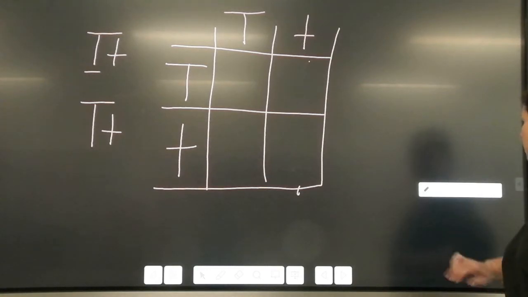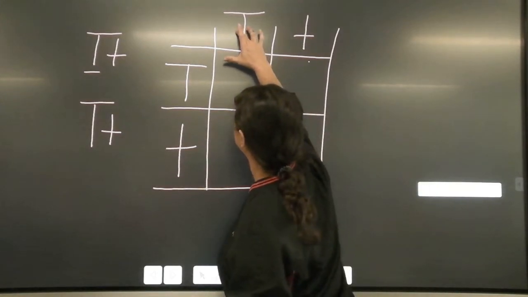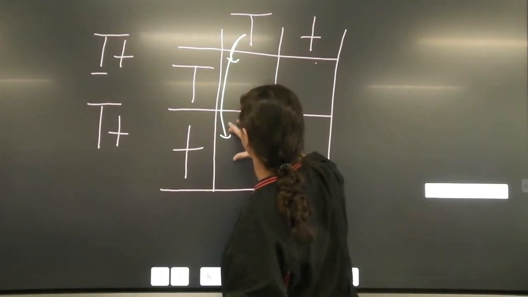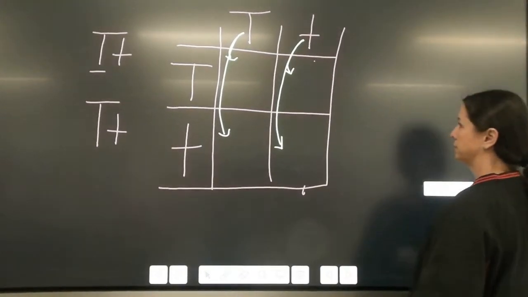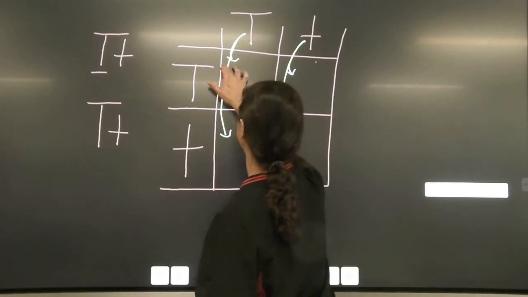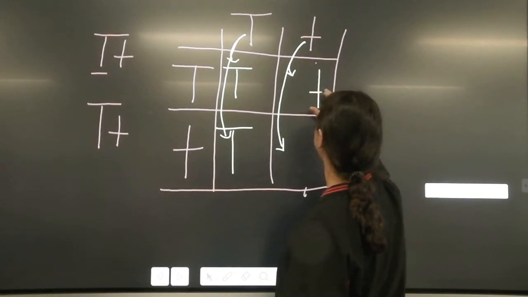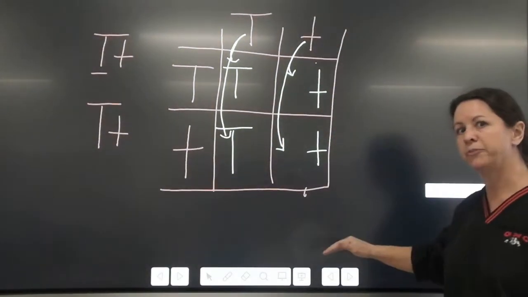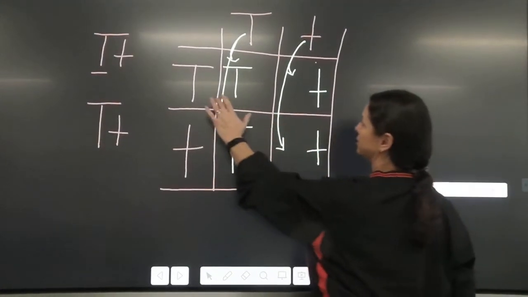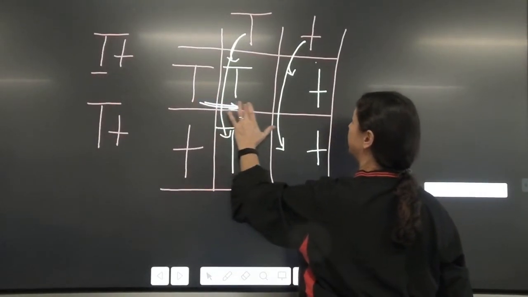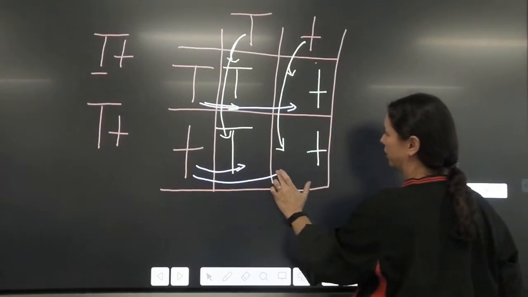Now remember, top drops, side slides. So this T is going to come down and come down. This little t is going to come down and come down. All right? So that's going to look like a big T and a big T, a little t, and a little t, because those have dropped. Now, my side is going to slide. So this big T's got to come across and all the way over here. And this little t's got to come across and all the way over here.